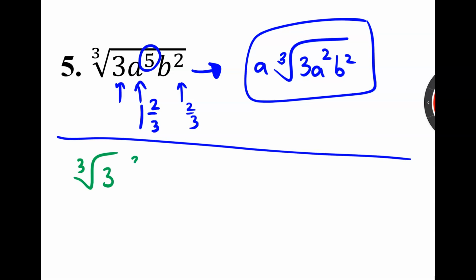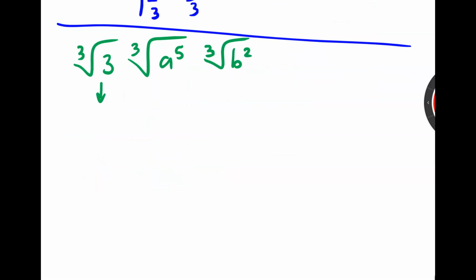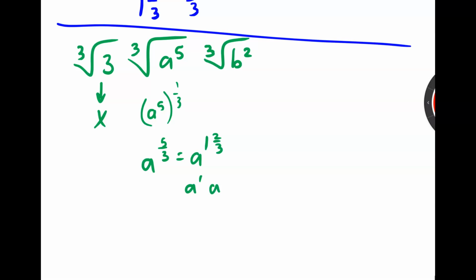Cube root of 3 times the cube root of a to the 5th times the cube root of b squared. I can't change this at all. Here, I can rewrite this as a to the 5th to the 1/3 power. So I end up with a to the 5/3, which is just a to the 1 and 2/3, aka a to the 1st, and then a to the 2/3. Here I have b squared to the 1/3, so it's just going to be b to the 2/3.